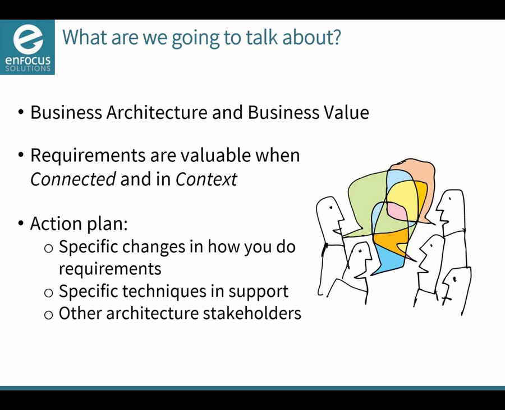Okay? And so part of what we're also going to talk about, and I'm going to spend a lot of time talking about today, is the action plan. What are the specific changes you need to make to begin harmonizing business architecture and business value? Because there are some techniques that you've got to shift. There are some process issues that you've got to address.